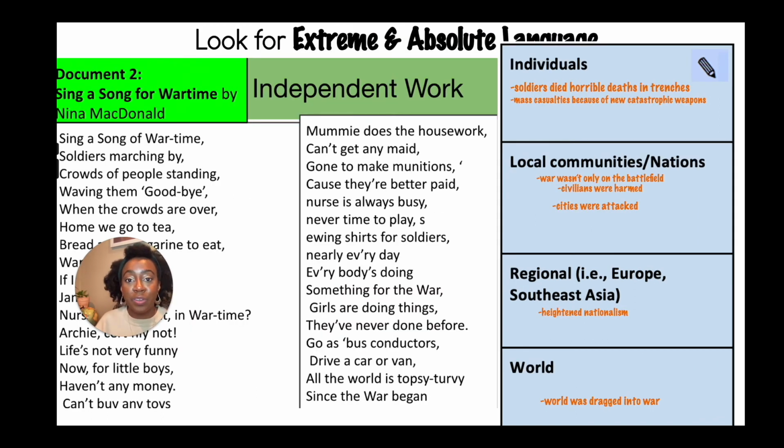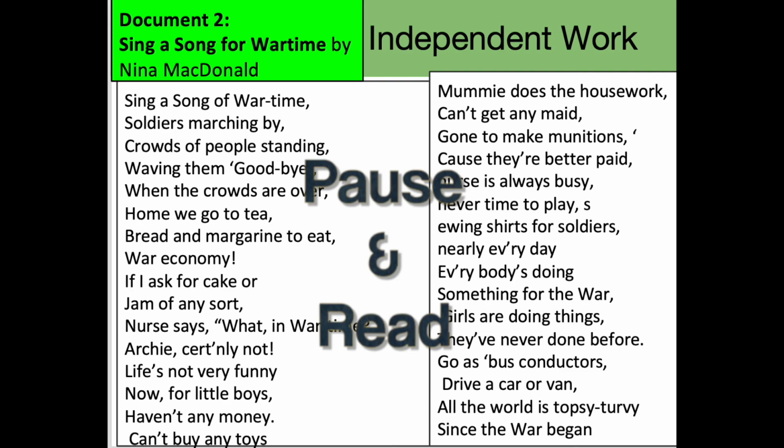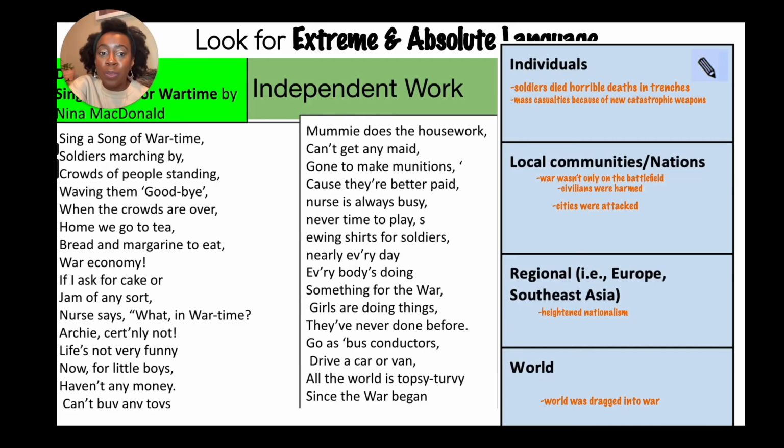Let's look at another example. You want to pause and read this text and come back and we'll talk about it. Now that you're back, let's look for the examples of extreme and absolute language. Haven't any money, can't buy any toys, can't get any made, never time to play, sewing shirts for soldiers nearly every day. So these are all examples of extreme and absolute language.